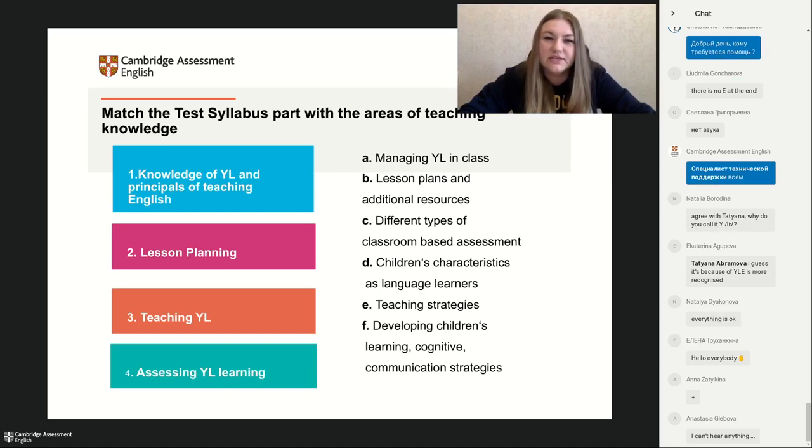Okay, waiting for your ideas. So think which of the areas of teaching knowledge you can match with the parts of the TKT YL, Young Learners, test.